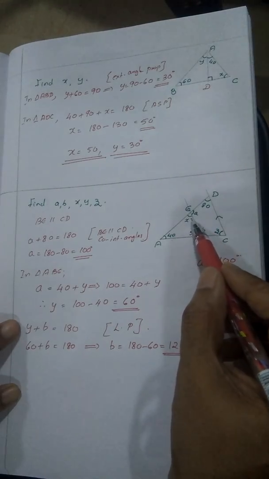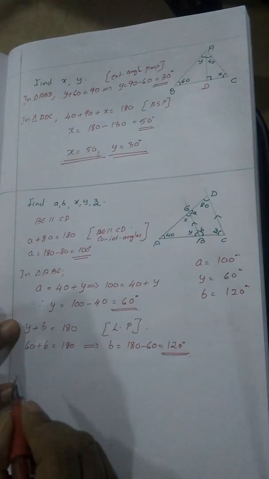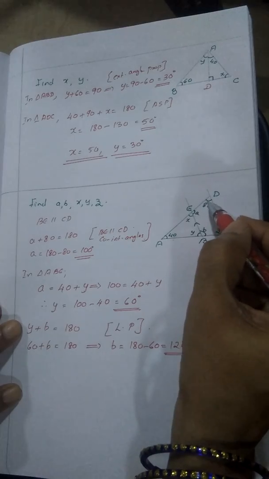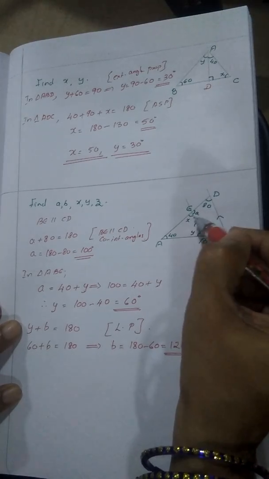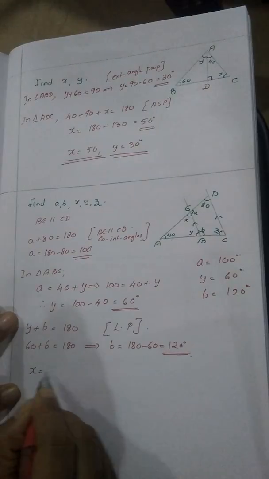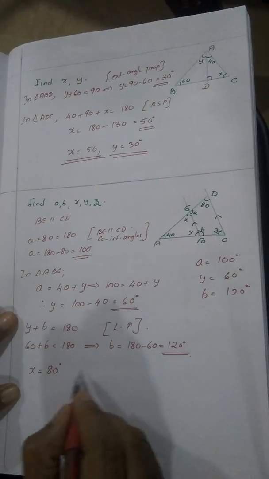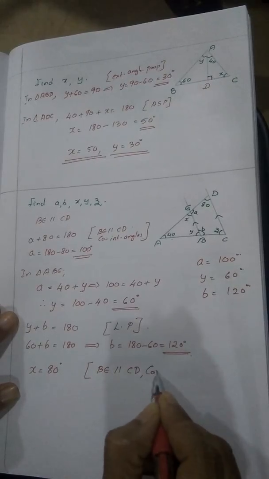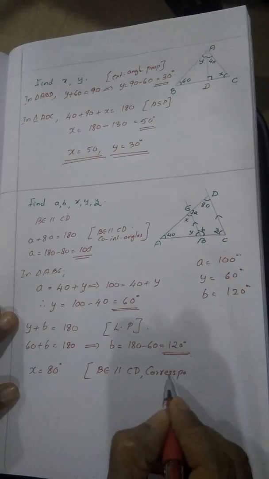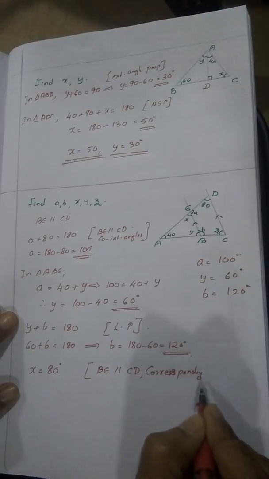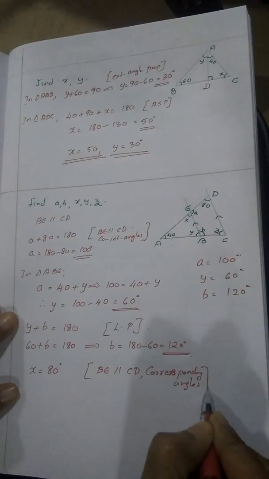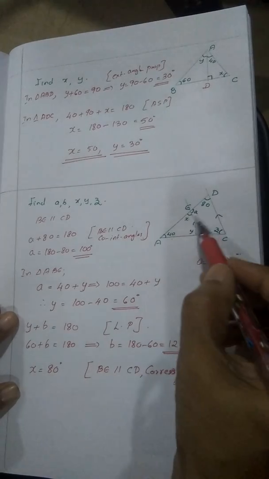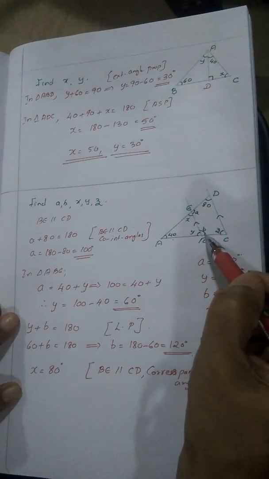We can get X. A and X are a linear pair again, or we can say these two lines are parallel. So 80 and X form corresponding angles. So we can write X is equal to 80 degrees. Reason, BE parallel to CD, corresponding angles. So X is equal to 80. So we got X, A, Y and B.